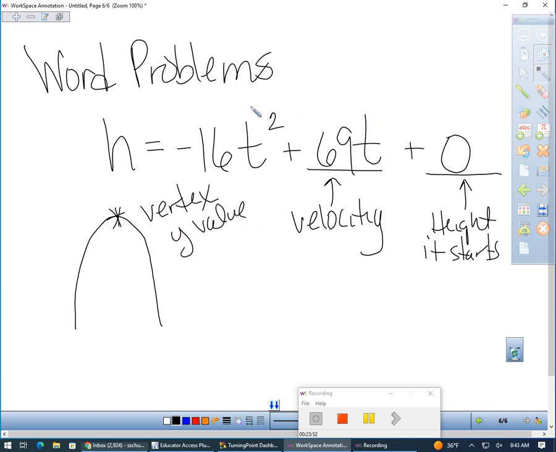So you're going to use this equation and find your vertex. Okay? All right. So you're going to do x equals negative b over 2a. Find your x value and then plug it back in to figure out how high it goes. All right?